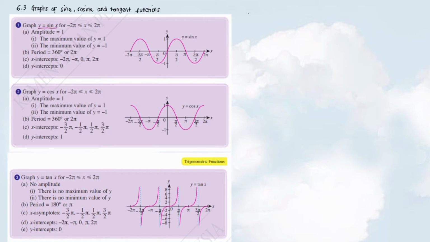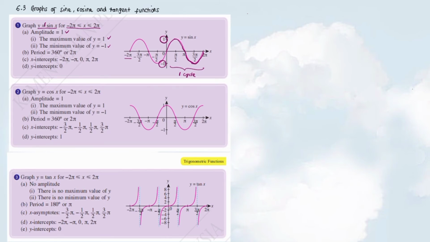For the graph y equals sin x for the range negative 2 pi to 2 pi, here is 1, so the amplitude is equal to 1. The maximum is y equal to 1 and the minimum is y equal to negative 1. The period is equal to 360 or 2 pi for one cycle, and the x-intercepts are negative 2 pi, negative pi, 0, pi and 2 pi, and the y-intercept is equal to 0.